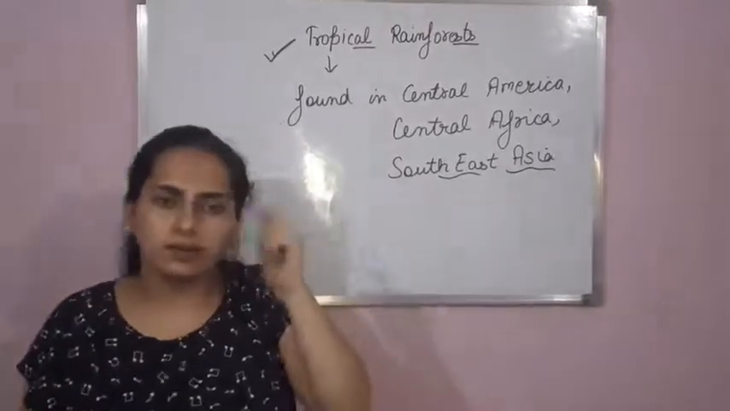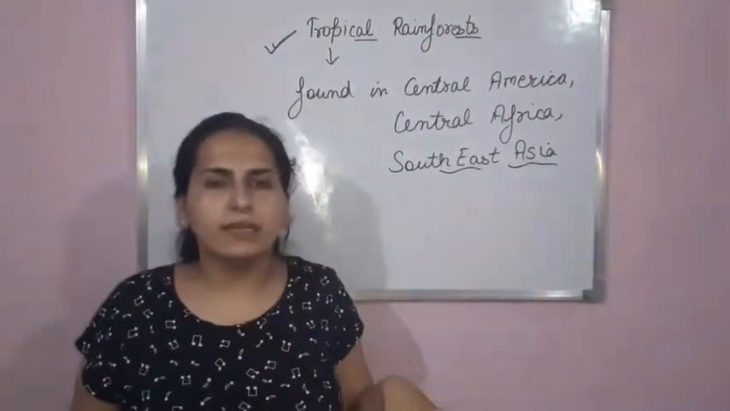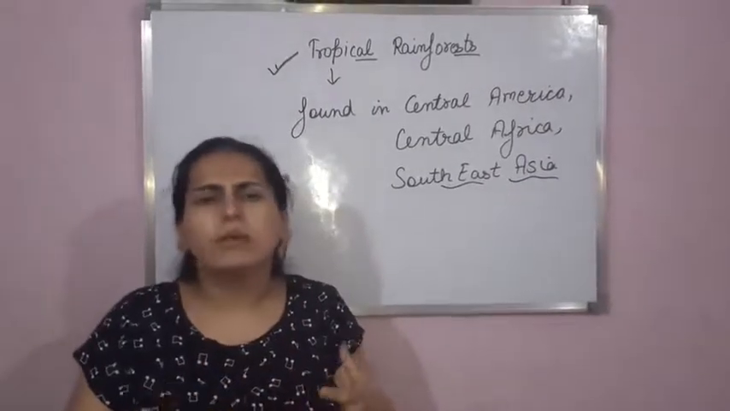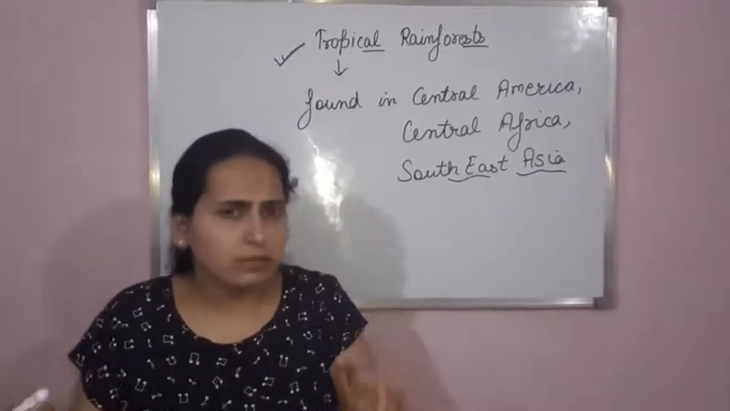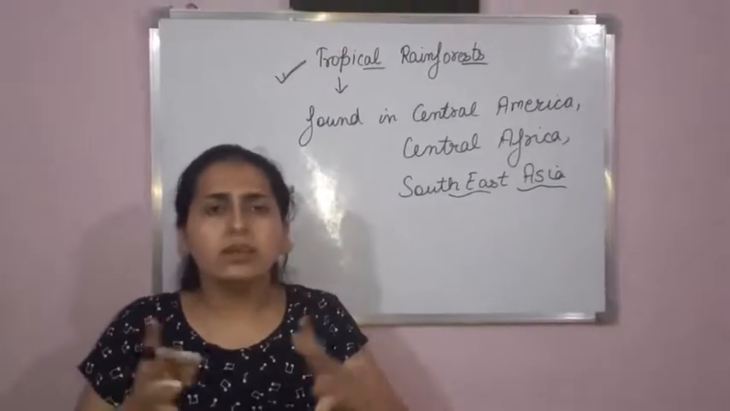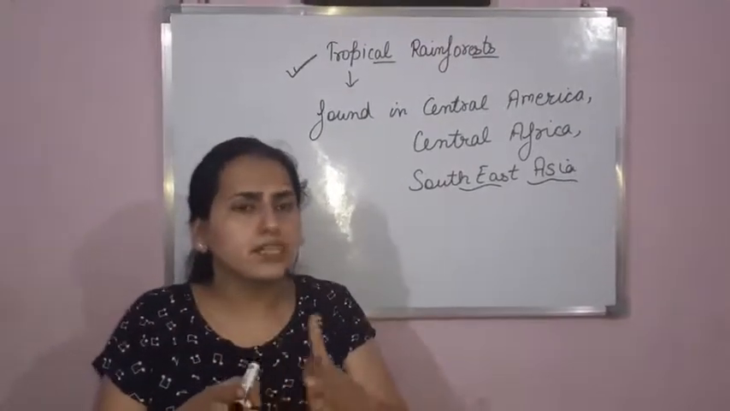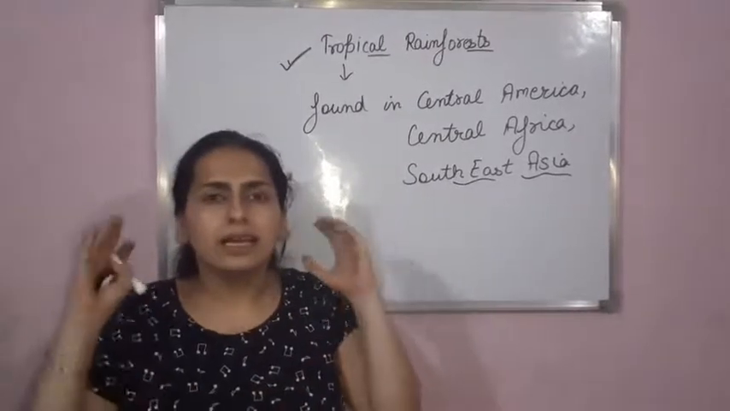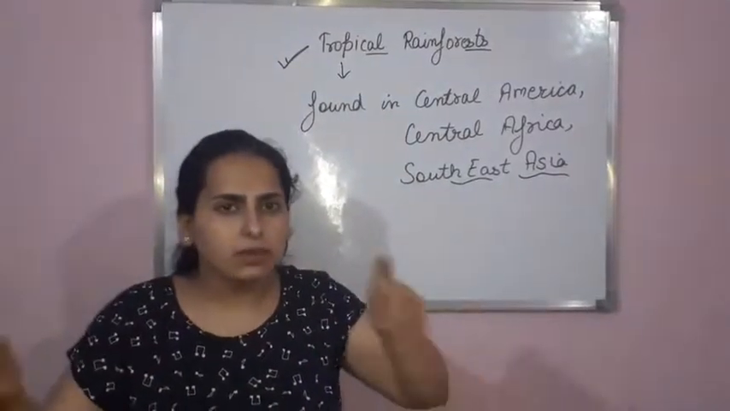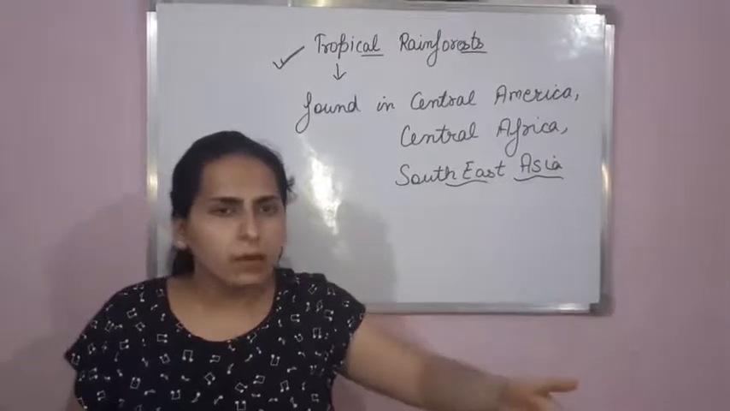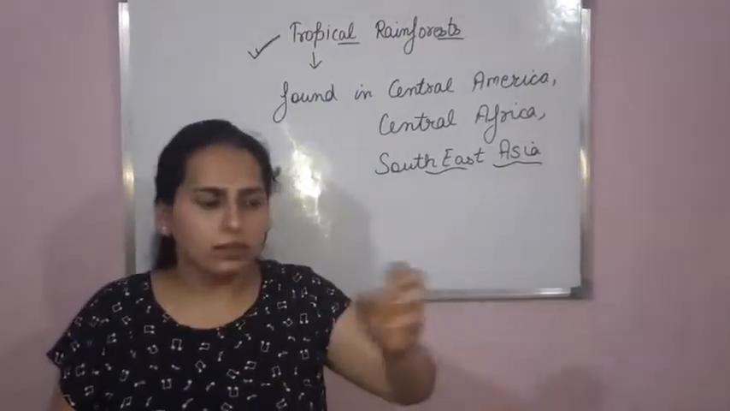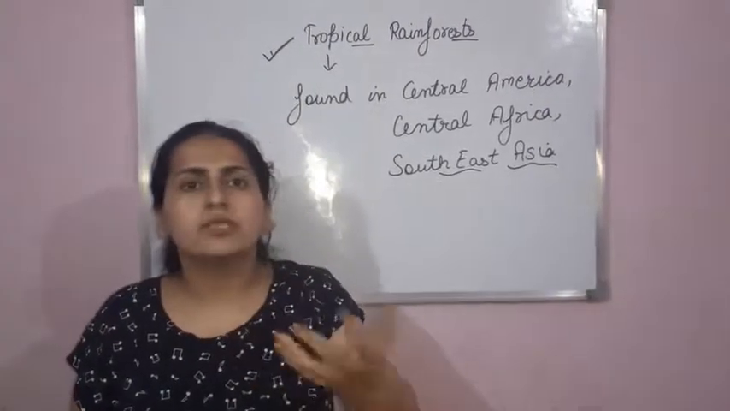Now, as I told you, this region supports a wide variety of plants and animals. So just think, if so many different species of plants and so many different varieties of animals are present, there will be a competition between them, right? There will be an intense competition. They will fight for food, for space.